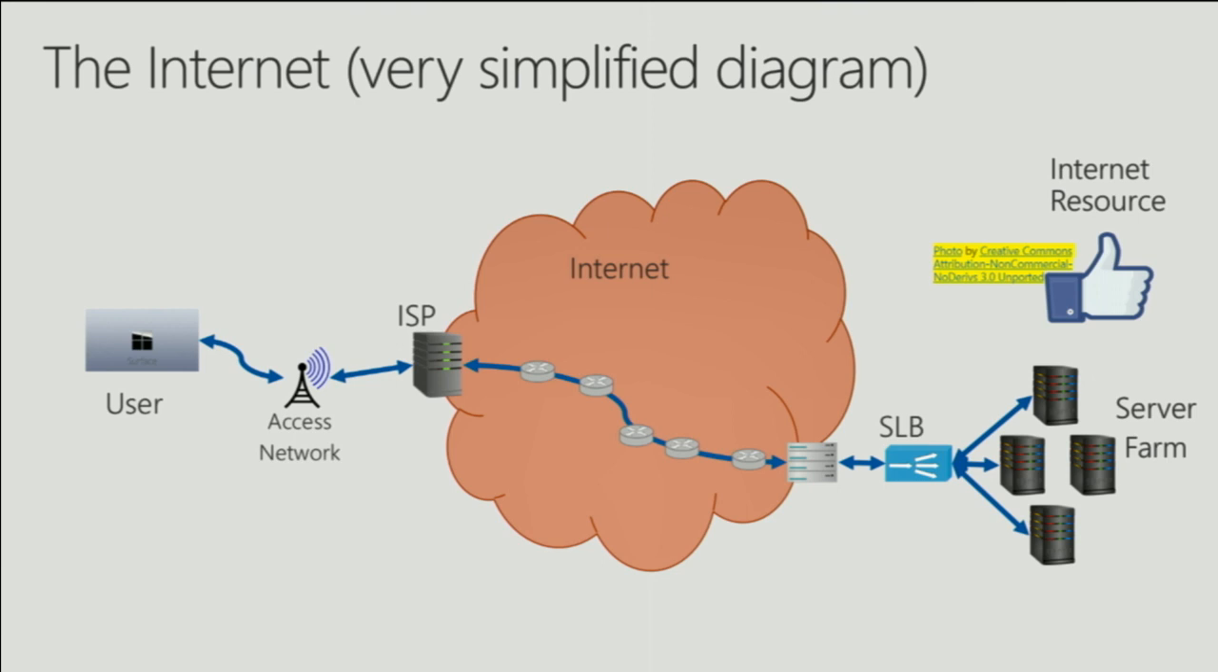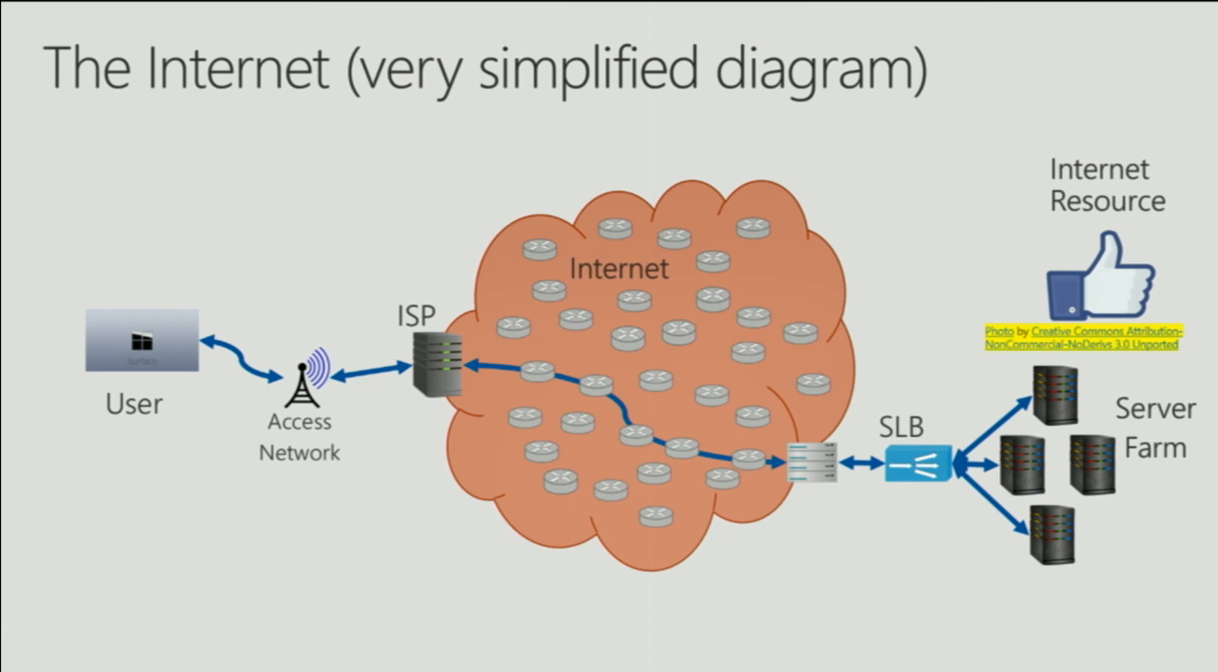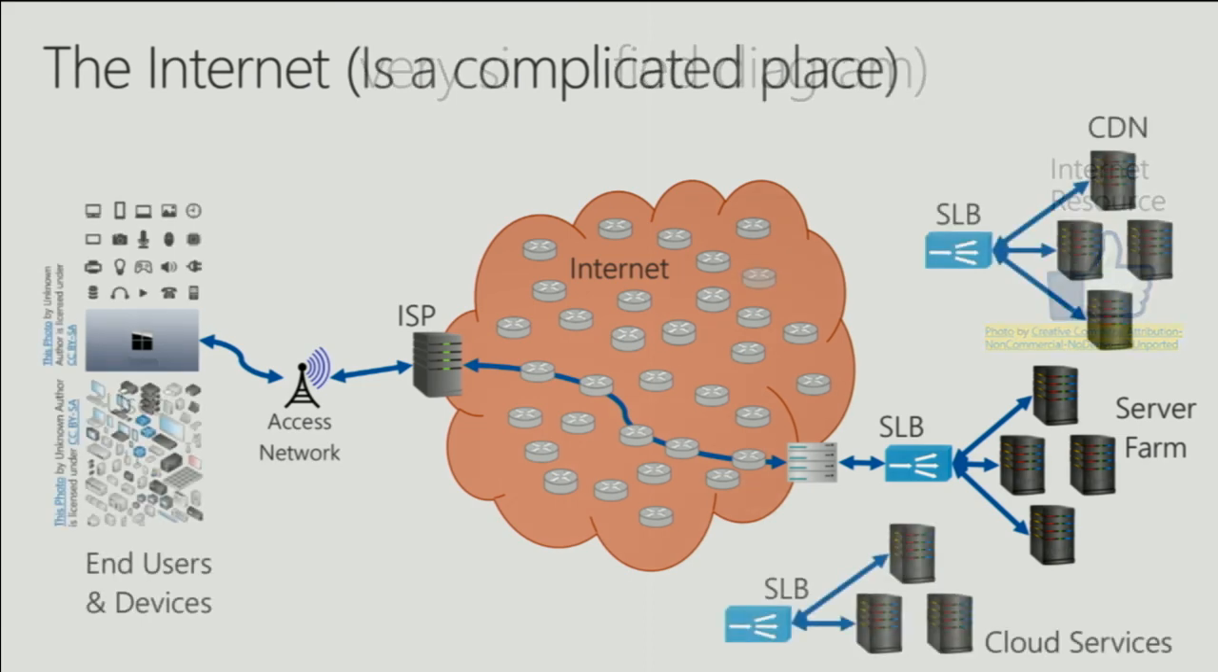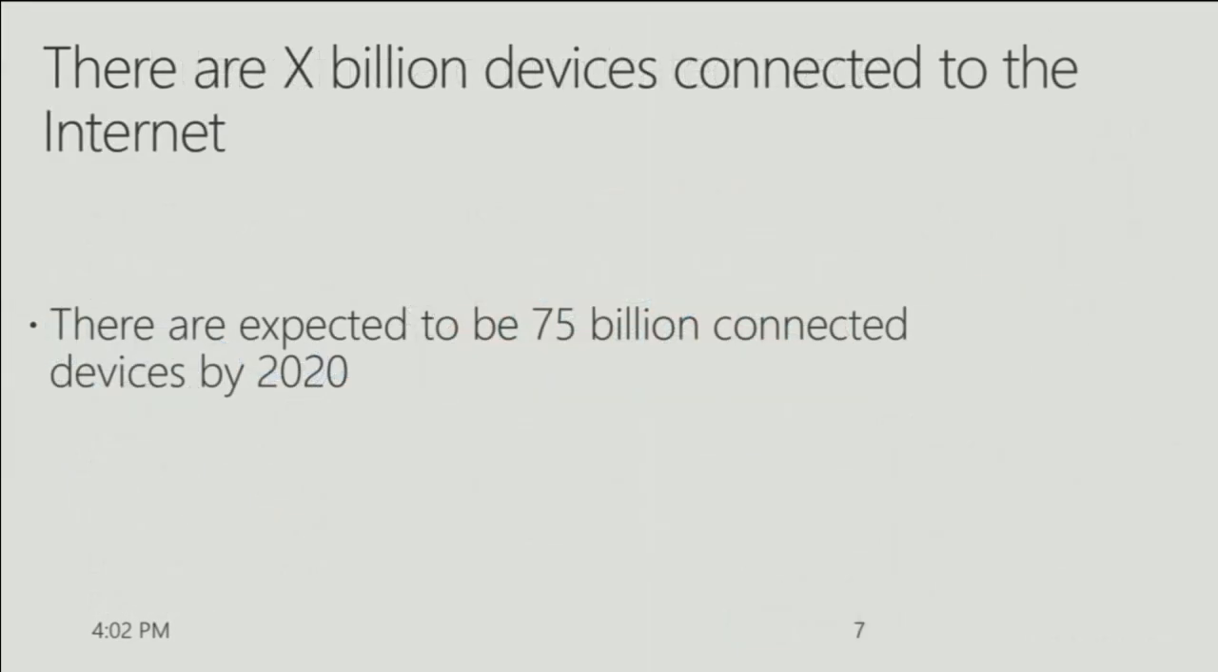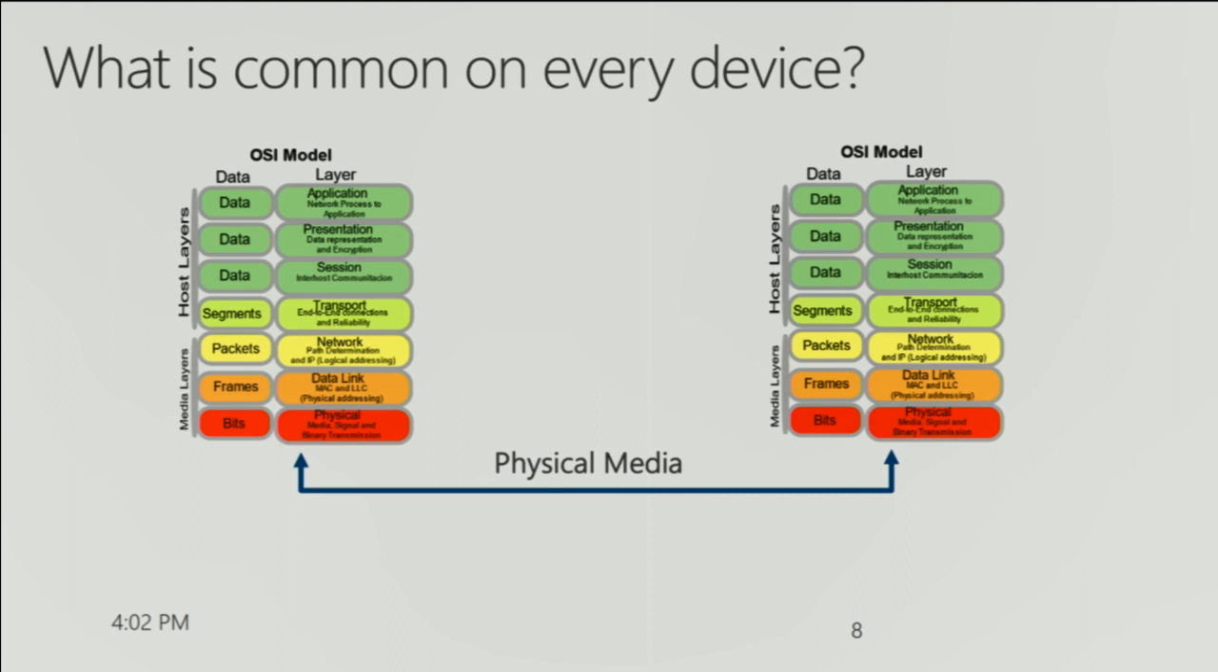Seems simple enough. The problem is, the internet's a really complicated place filled with many, many different kinds of devices. Millions of different users have all kinds of different devices who are all accessing the internet at the same time, drilling their own path through and creating time-variant, highly variable traffic conditions that change so frequently that the problem gets quite complicated. There are expected to be 75 billion devices connected to the internet by 2020. Now let's see if we can make this a little bit more simple.